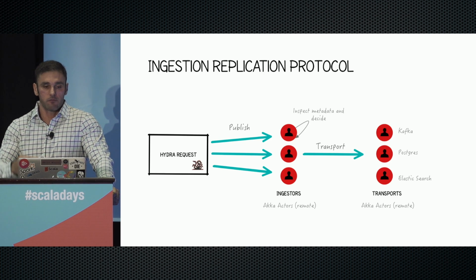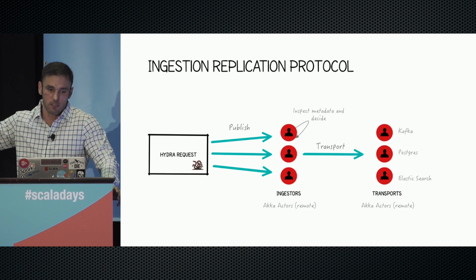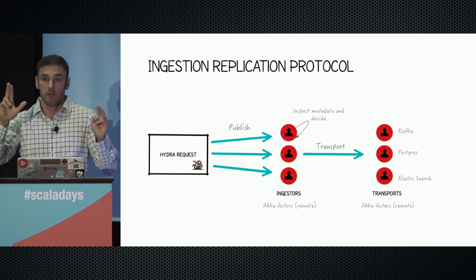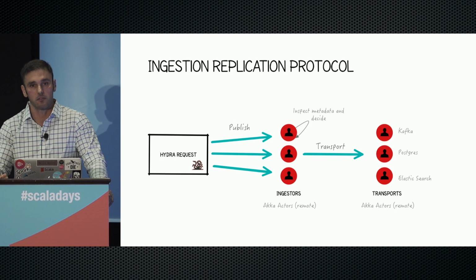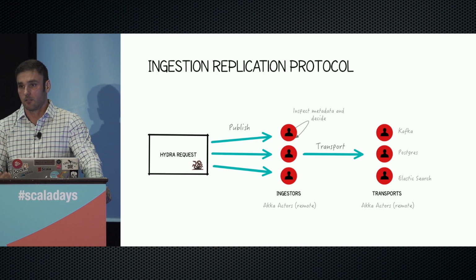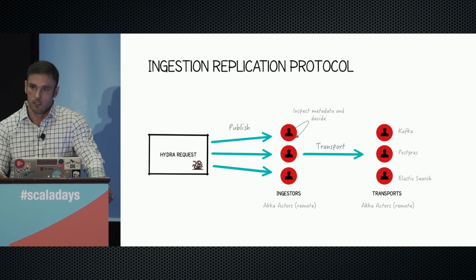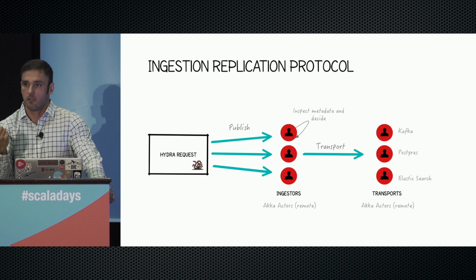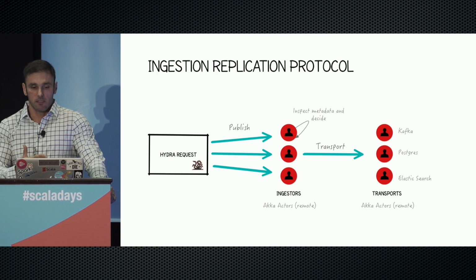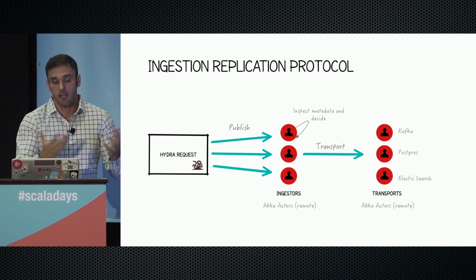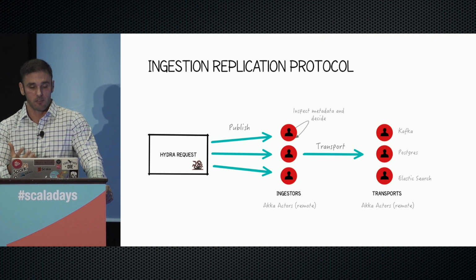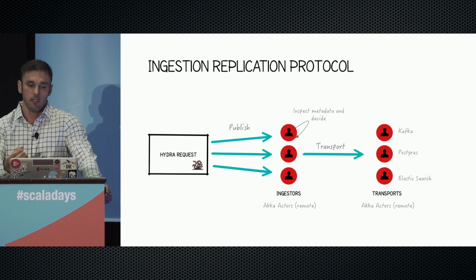And the idea is that we have routers and we have location transparency across all of this, so that when a request comes in, it gets broadcast to all the registered ingesters, and they have a chance to analyze the request as it comes in and see if they're interested in doing something with it or not. That's what the metadata layer does. And if they are interested, they send that request as a Hydra record to the transports.